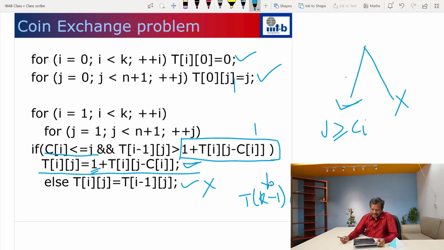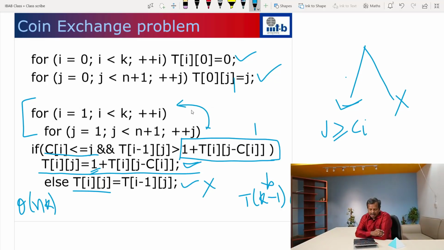It's easy to understand the complexity of this since there are two loops. This takes order n into k time, and since I am using a table of size order n into k, both the time and space complexity of this algorithm is order n into k. One of the programming questions here is that I have written first the i loop, and then the j loop. Can I just exchange these two loops and still get the same answer? Or is it important to write the ith loop first before I write the jth loop?